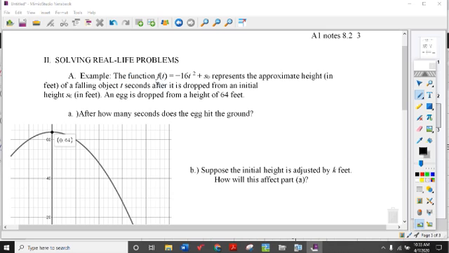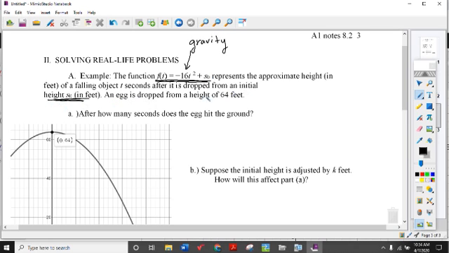So this is our position function, f of t equals negative 16t squared plus s of 0. Remember, negative 16 has to do with gravity. This is always going to be the same, and it's negative because gravity pulls things down, and s of 0 represents the initial height, where we started at.